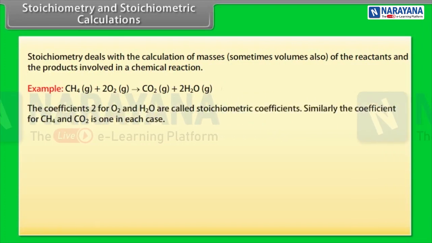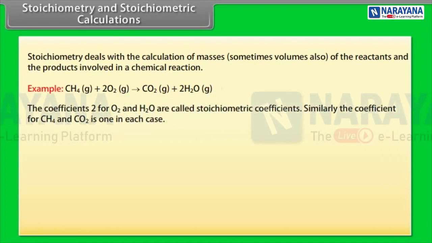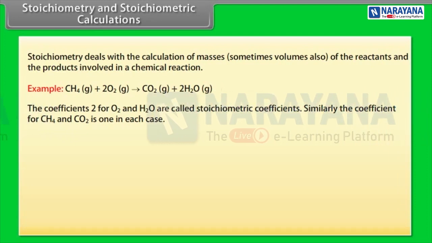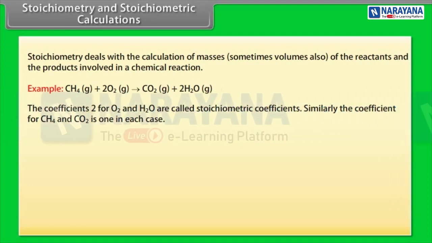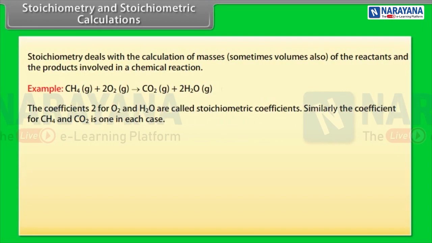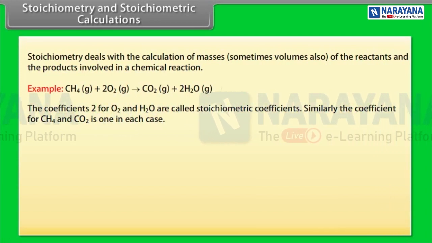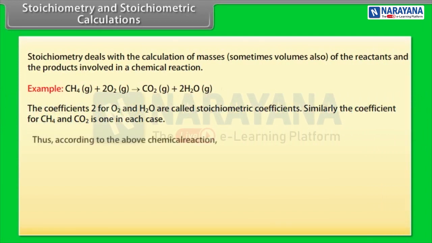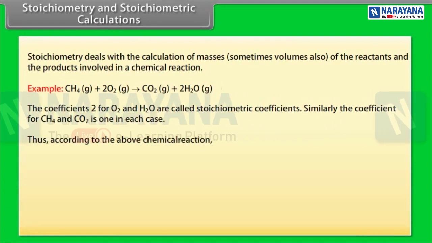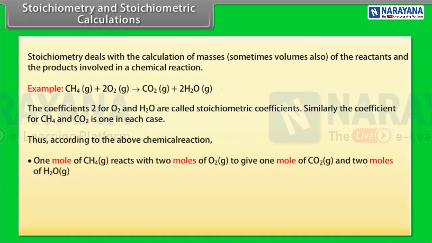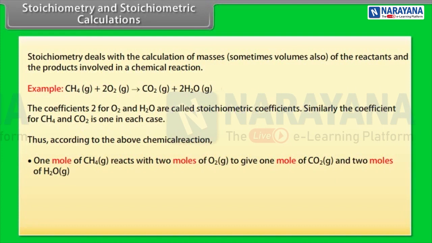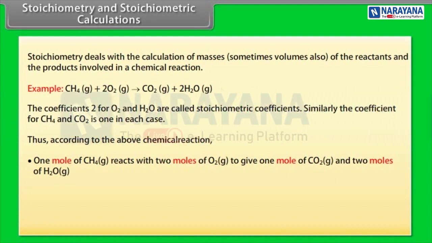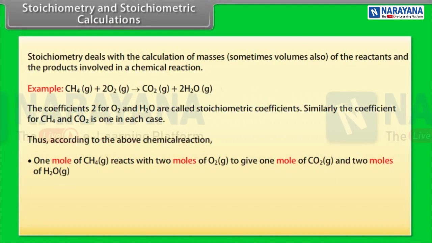The coefficients 2 for O2 and H2O are called stoichiometric coefficients. Similarly, the coefficient for CH4 and CO2 is 1 in each case. Thus, according to the above chemical reaction, 1 mole of CH4 reacts with 2 moles of O2 to give 1 mole of CO2 and 2 moles of H2O.